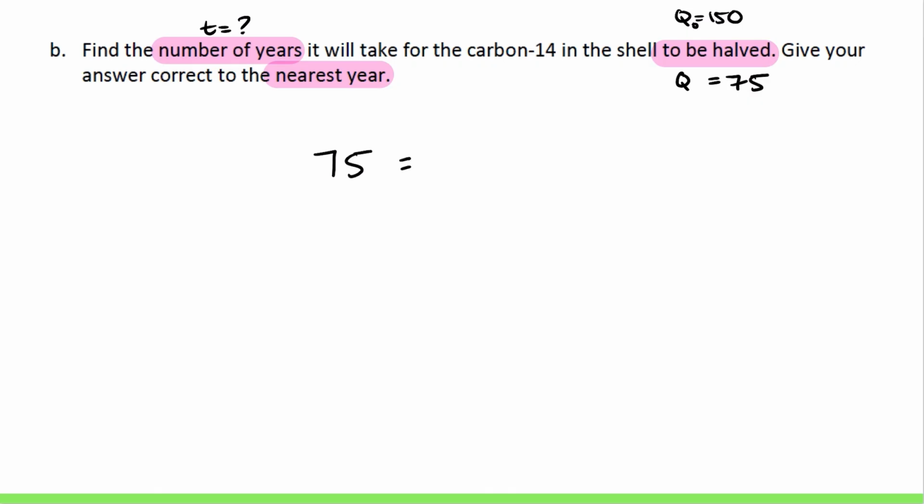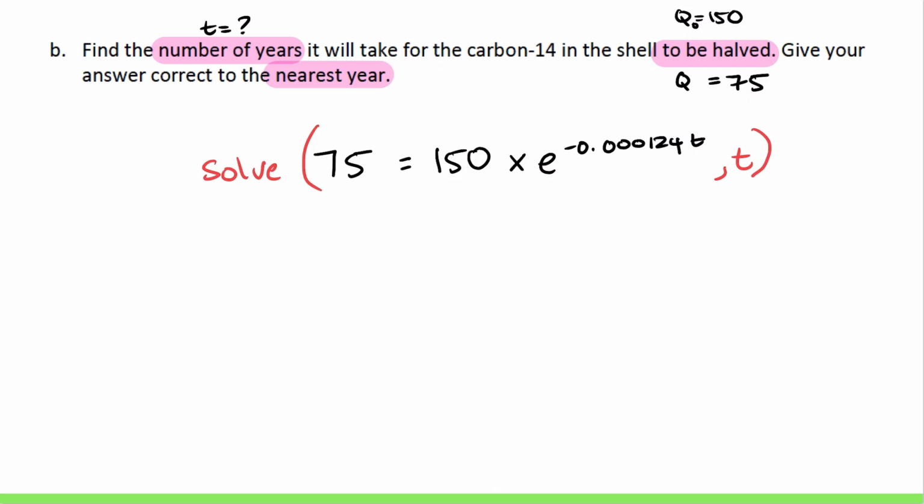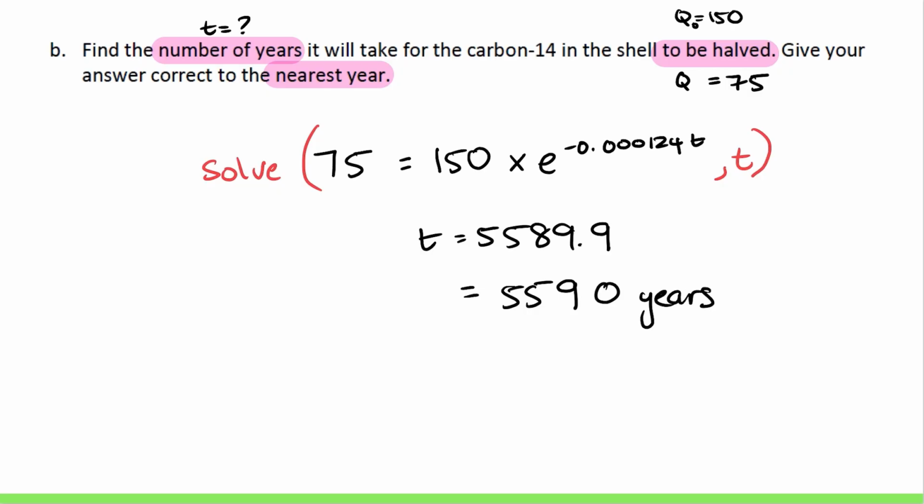So this is just going to be a simple substitution. Capital Q is 75, equals 150 times e to the power of the very long number. t is what I don't know. And this is just a simple solve on your CAS. So type that in and you will hopefully get 5589.9. However, it does say answer correct to the nearest year. So that would be 5590. Yes.